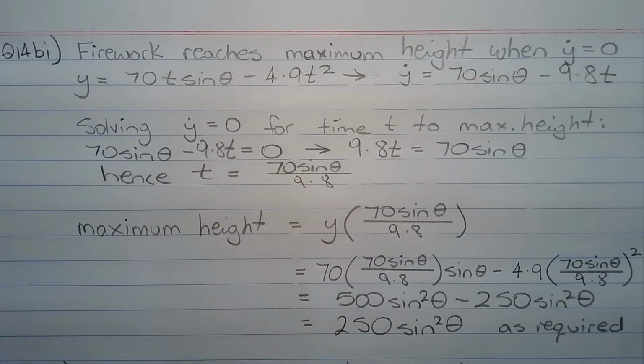Now the maximum height is given by y of 70 sine theta over 9.8. And that equals 70 times 70 sine theta over 9.8 times sine theta minus 4.9 times 70 sine theta over 9.8 all squared. And that equals 500 sine squared theta minus 250 sine squared theta, which equals 250 sine squared theta as required.